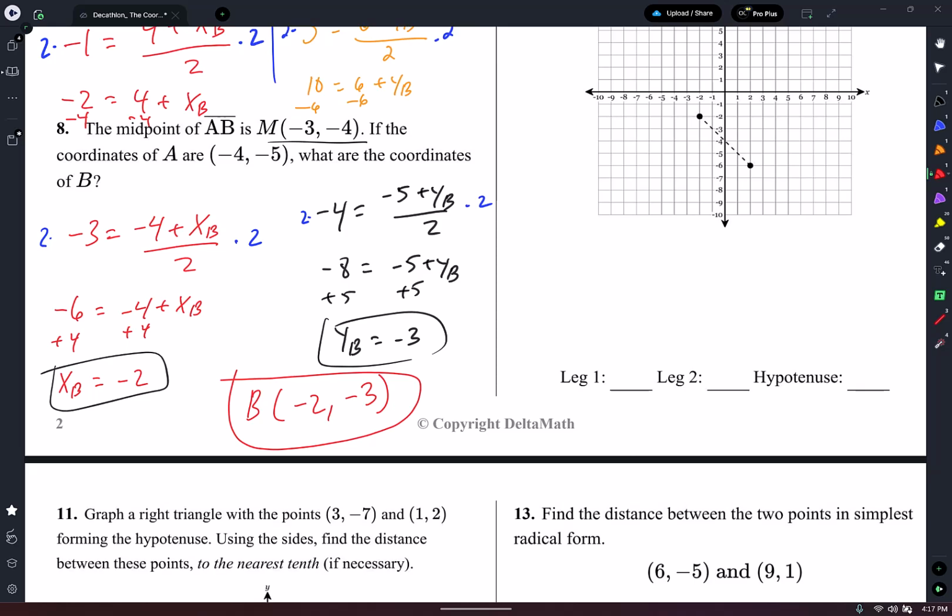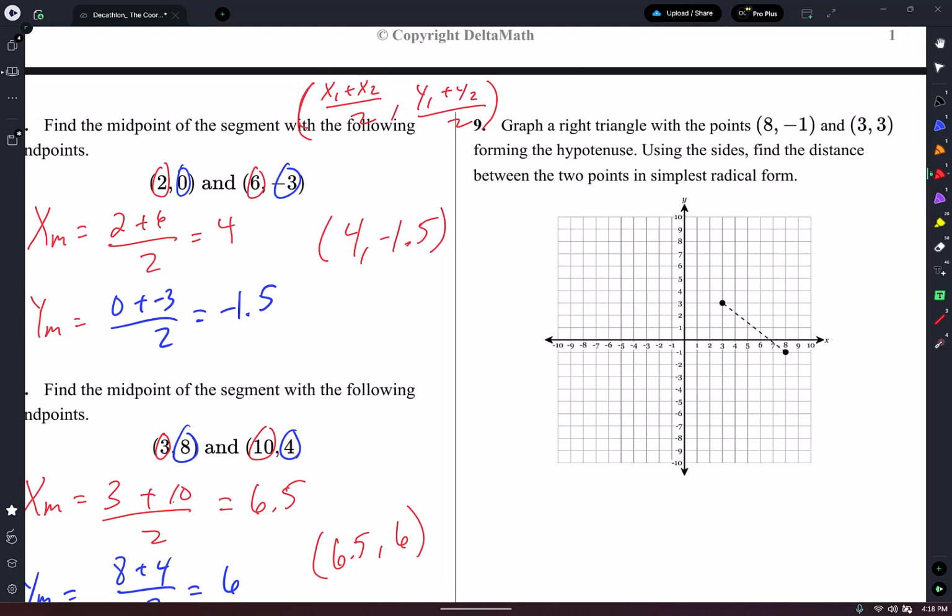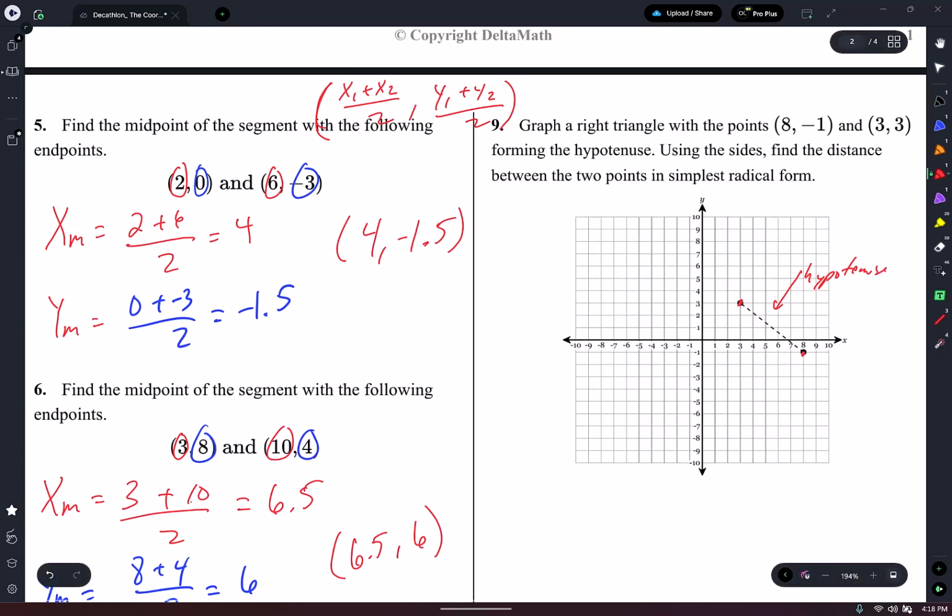Okay, let's see. All right, graph a right triangle with the points 8, negative 1, let's say negative 1 right here, and 3, negative 3, 3, 3, forming the hypotenuse. Okay, there's my hypotenuse. Using the sides to find the distance between the two points in simplest radical form.